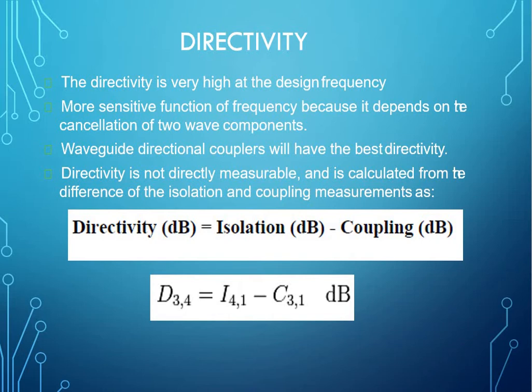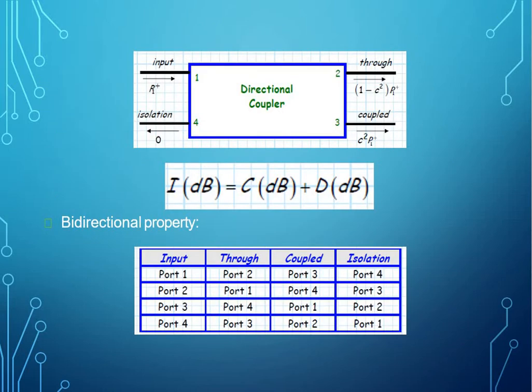Here you can see the depiction of a directional coupler, where isolation is equal to coupling plus directivity, and the bidirectional property states that whenever we give input at port 1, we see how the through port, the coupled port and the isolation port react and what the output could be.